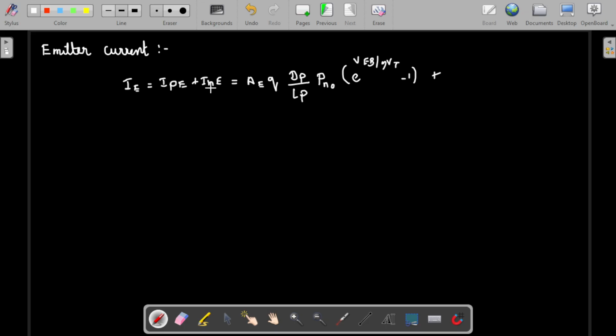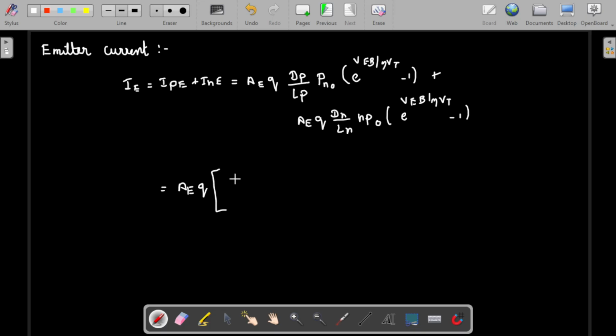Plus the next equation, that is INE. That is also the same: AE Q DN by LN times NPO, right? Then this can even be written as e power VEB divided by eta VT minus 1. Let me now take the common terms, which will be AEQ.